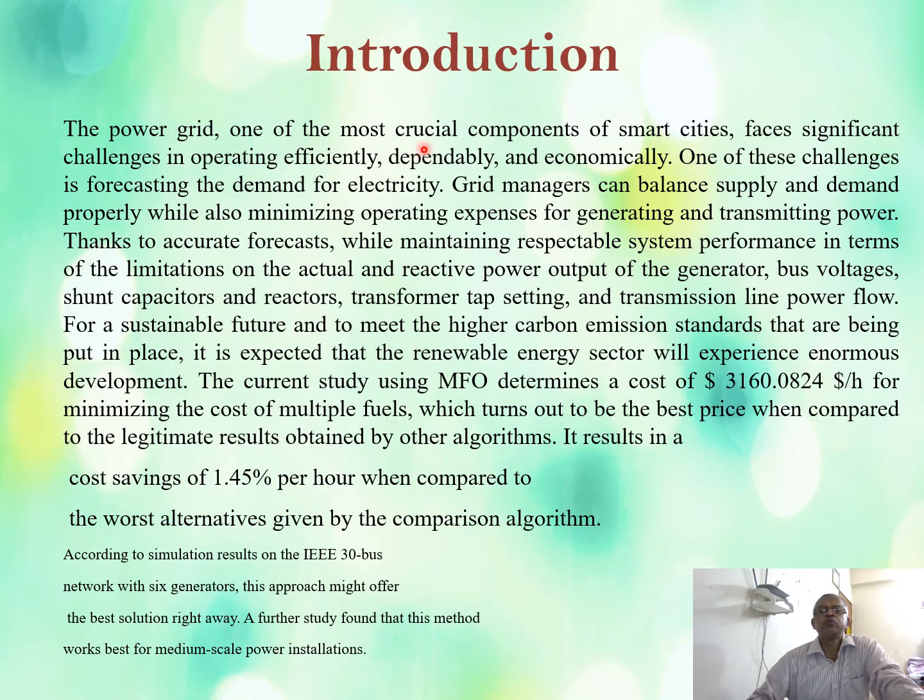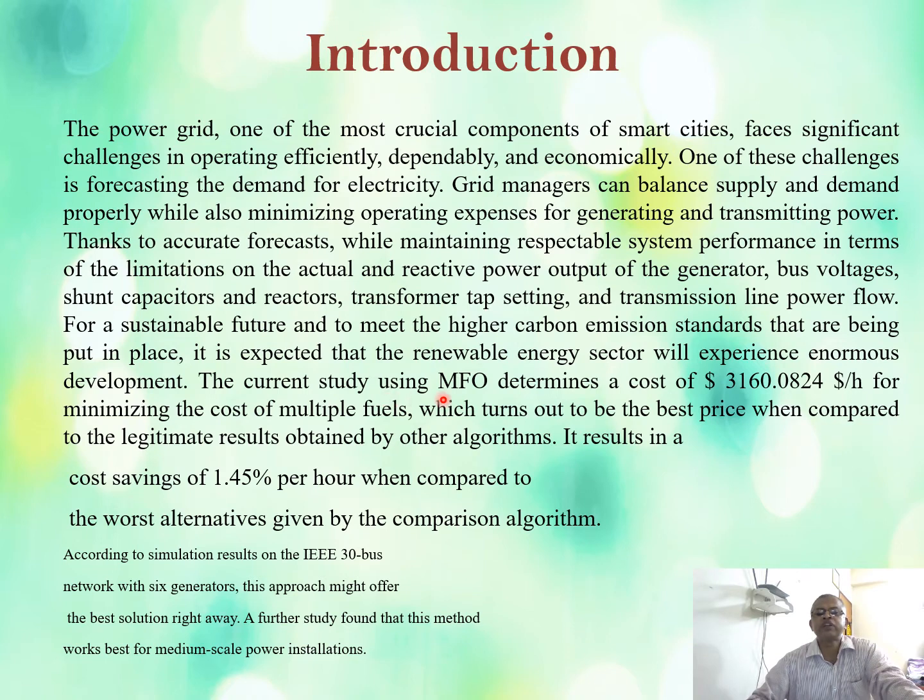The power grid, one of the most crucial components of smart cities, faces significant challenges in operating efficiently, dependably, and economically. One of these challenges is forecasting the demand for electricity. Thanks to accurate forecasts, grid managers can balance supply and demand properly while also minimizing operating expense for generating and transmitting power, while maintaining respectable system performance in terms of the limitations on the actual and reactive power output of the generator, bus voltage, shunt capacitors and reactors, transformer tap settings, and transmission line power flow. For a sustainable future and to meet the higher carbon emission standards that are being put in place, it is expected that the renewable energy sector will experience enormous development.